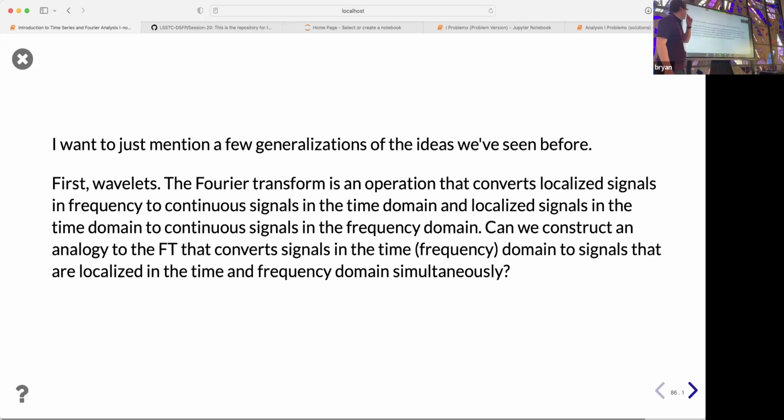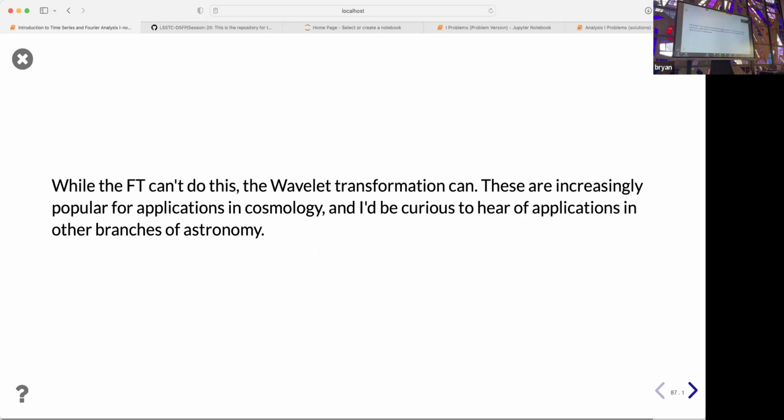That's the Fourier transform. Can we construct an analogy to the Fourier transform that takes signals in the time domain to signals that are localized in both time and frequency? So rather than having this trade-off between localization in time or frequency, can we construct an operation that is localized in both time and frequency and somehow optimizes the trade-offs? Obviously, I wouldn't be asking if the answer was no. So the thing that can do this is called a wavelet transformation.